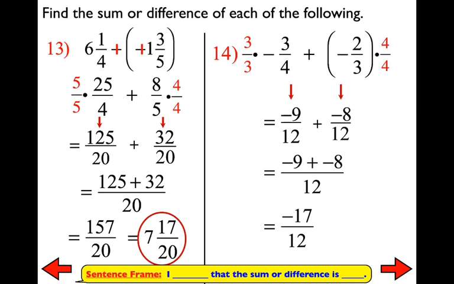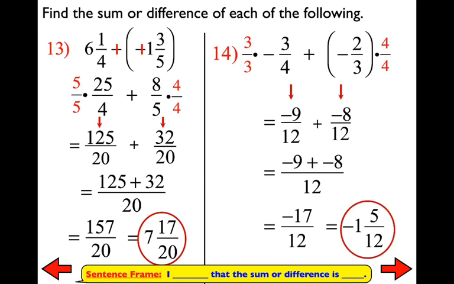And then, first of all, we know the answer is going to be negative because we have a negative divided by a positive. 12 goes into 17 one time with a remainder of 5, so that would give us negative 1 and 5/12. And if we were in class today, of course, we have sentence frames just the same way that we had them last year. That's why those have been at the bottom of every single screen.